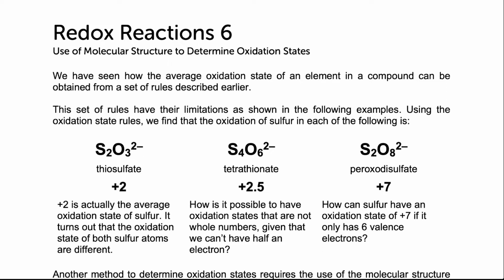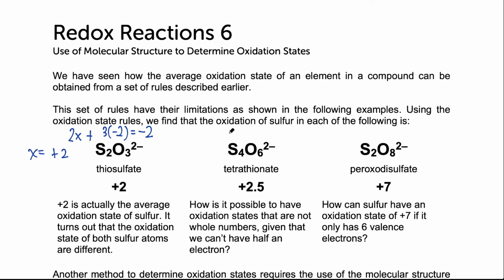Using the example of thiosulfate, based on our usual rules, we sum up the oxidation states. We get an equation that looks something like that. We find that the oxidation state of sulfur is +2. Well, it turns out that +2 is the average oxidation state of these two sulfur atoms. In actual fact, the two sulfur atoms in the thiosulfate ion have different oxidation states. It becomes clearer when I show you the structures later.